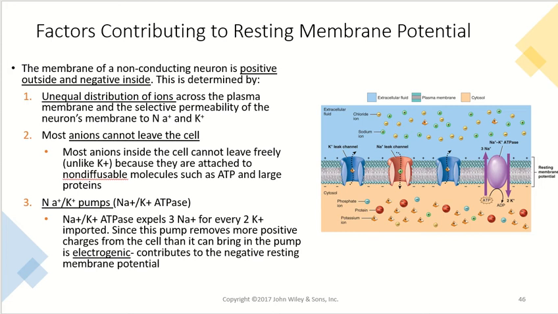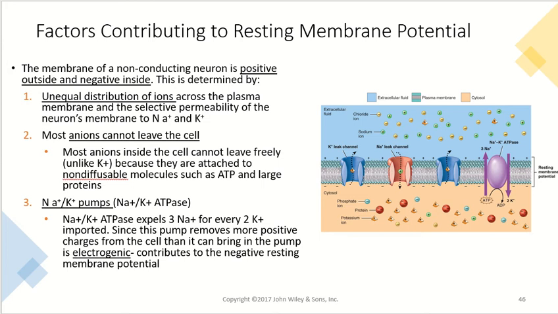The membrane of the non-conducting neuron is going to be positive outside and negative inside, and this is determined by three different things. The first is going to be the unequal distribution of ions across the plasma membrane, as well as the selective permeability of the neuron's membrane to sodium and potassium ions.